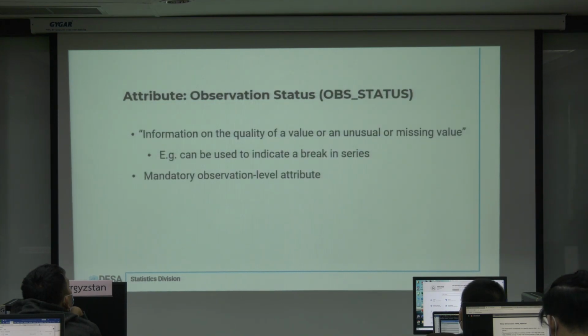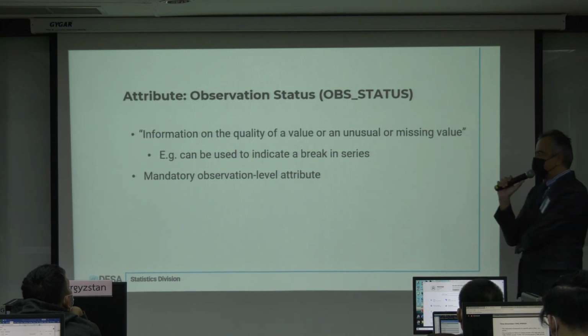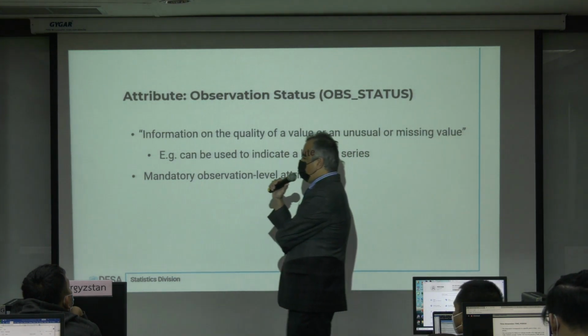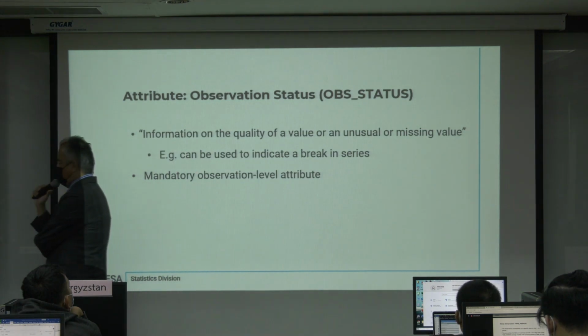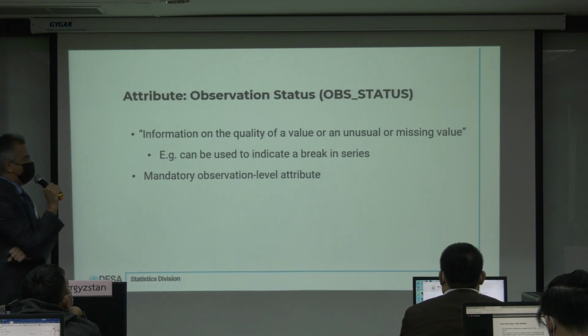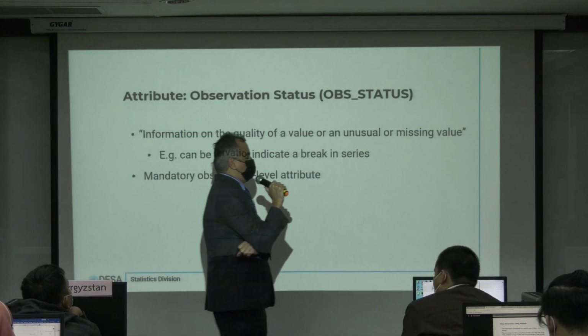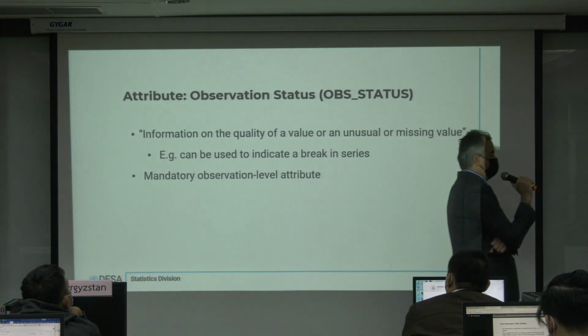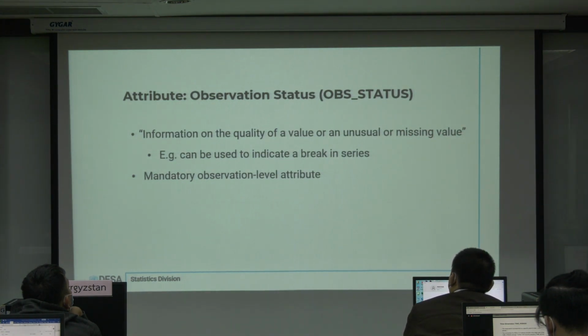Observation status. It's a cross-domain attribute used in all global data structures. It's not very widely used in the case of the SDG/GSD, but you can still use it to indicate like a break in series, whether the value is estimated, and so on and so forth. It's a mandatory attribute.